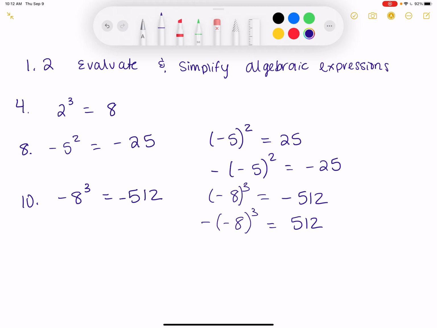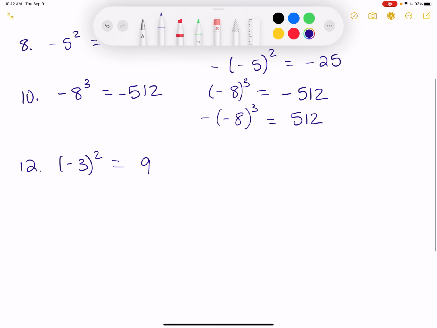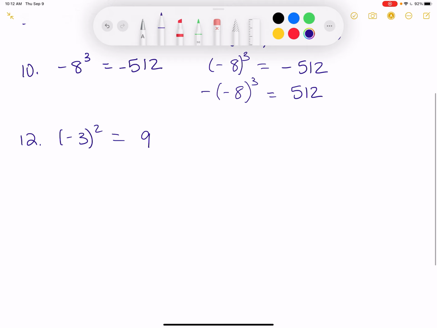Let's see. All right, so 12, negative 3 squared. What would that be? 9. Okay, 9. It's being squared, so that negative sign is going away. And let's see. 14. Negative 2 to the 8th. Is this going to be positive or negative? Positive. Okay, it's going to be positive. Half of that. 256.